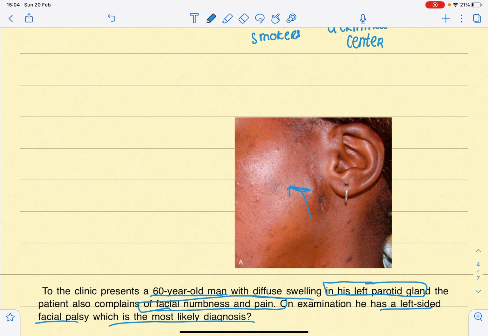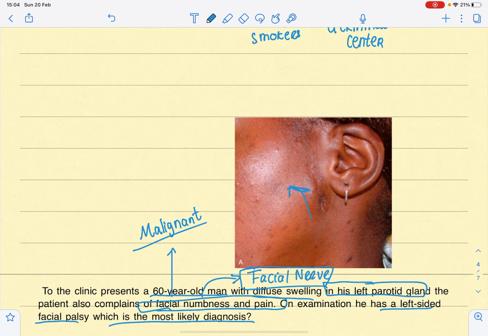So if it has infiltrated the surrounding structures, that is typical of what kind of tumour? A malignant tumour. And it hasn't just invaded any of the surrounding structures, it's invaded the facial nerve. So when it invades the facial nerve, this is also typical for one specific form of malignant salivary gland tumour.